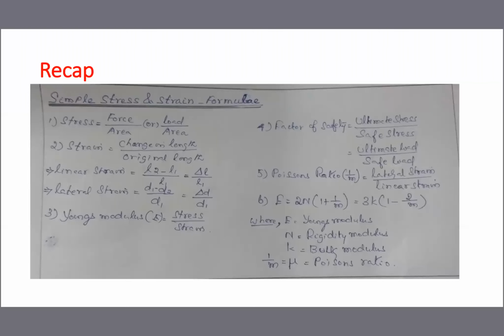Then there are two types of strain, linear strain and lateral strain. The linear strain is along the length axis, where the dimension will get changed. The change in length divided by original length is called linear strain, or longitudinal strain, both are same. It is L2 minus L1, or you can say delta L. Delta L means change in length, a small amount compared with the original length. You get linear strain.